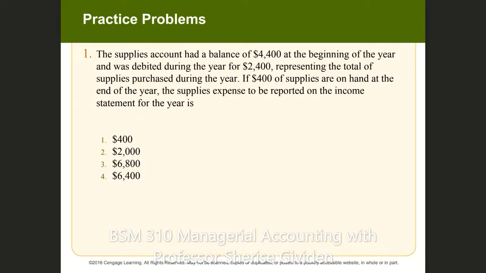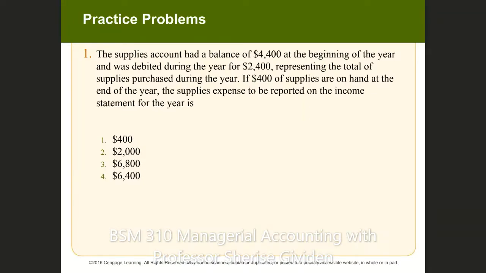Supplies balance when they started, they had 4,000, debited 2,000, because I have 400 left on hand. They had 4,400. The account was debited 2,400. Yeah, and then you have 2,000 left. It doesn't say what it was debited for, if you have bought more supplies or whatever the case may be. The point is the 2,000 is gone, right?